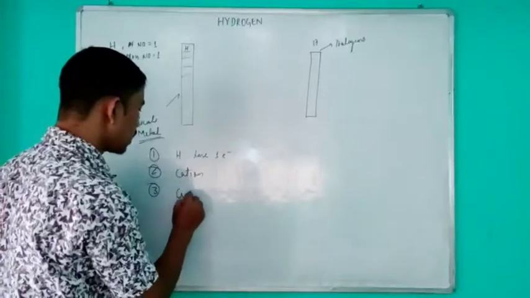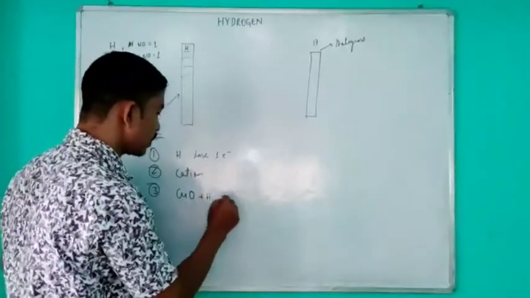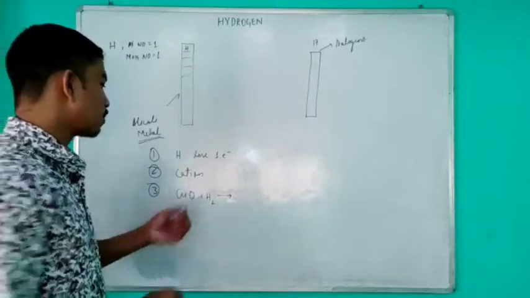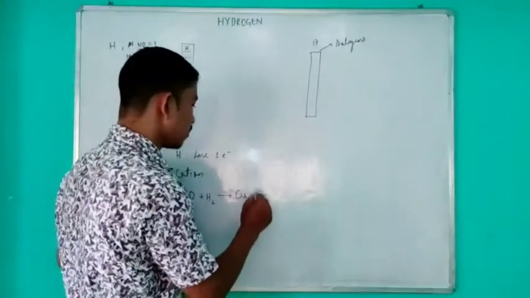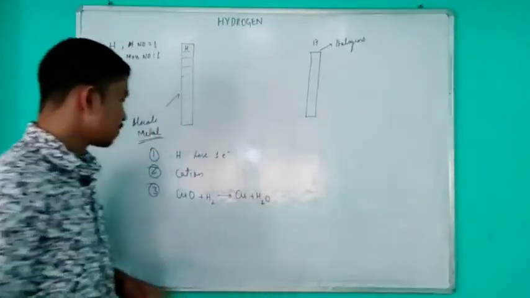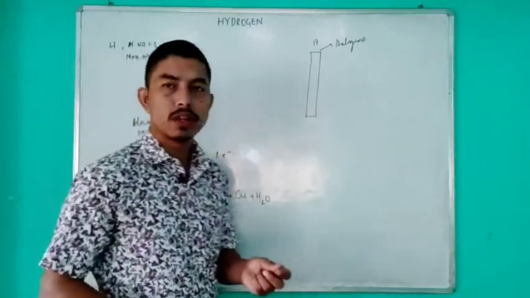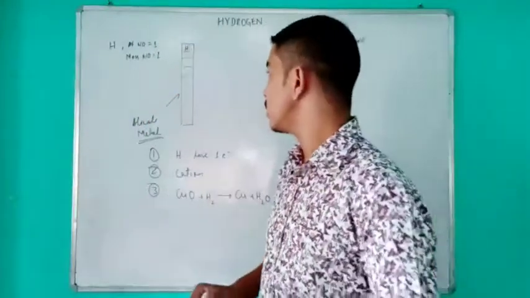Like if I react copper oxide with hydrogen, what can it do? It can reduce the copper from copper oxide, giving copper plus water. Okay, so these are some of the similarities between hydrogen and the alkali metals.